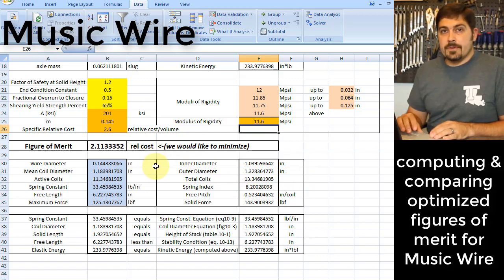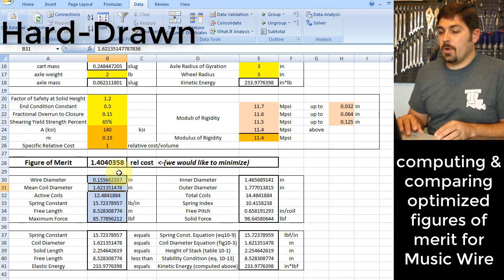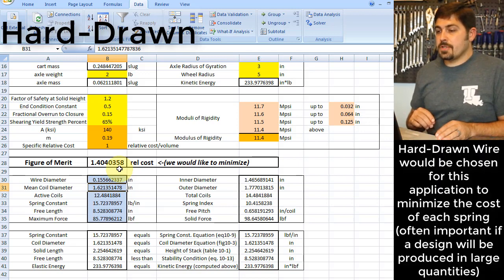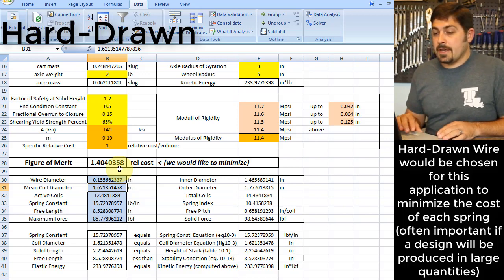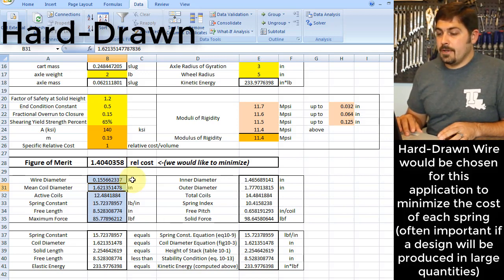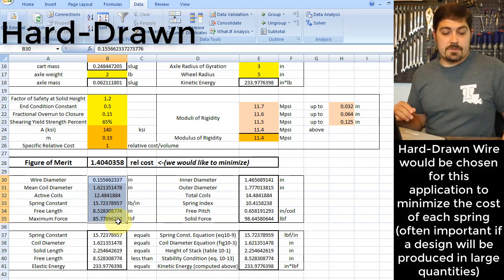All right, so music wire, 2.11, oil quenched and tempered, 1.64, and hard drawn wire, 1.40. And so our solution here that we would accept is that we would wind a hard drawn wire according to these parameters that we put in right here, and that would be our most cost-effective spring to drive the cart in this way.